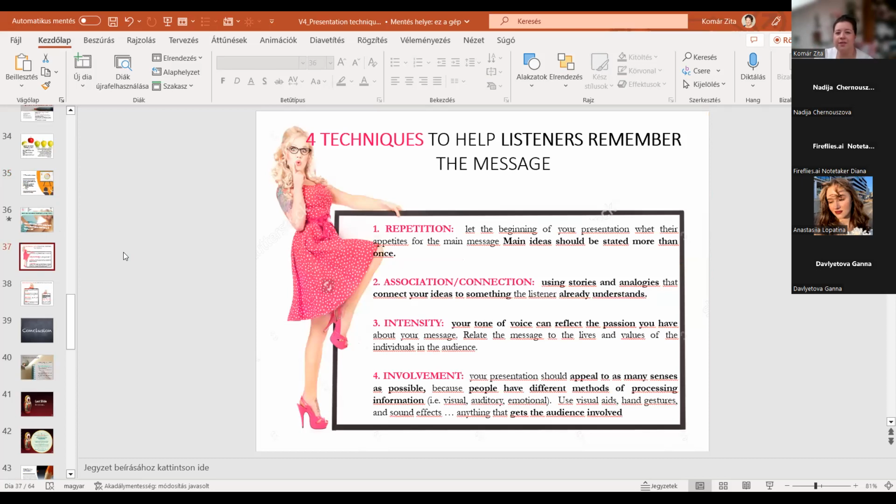Also, there are some other techniques that can help your audience pay attention. And as a business leader, it is essential that the audience pays attention to what you're saying, because this is your selling point. This is the part when you can really go through with your idea.